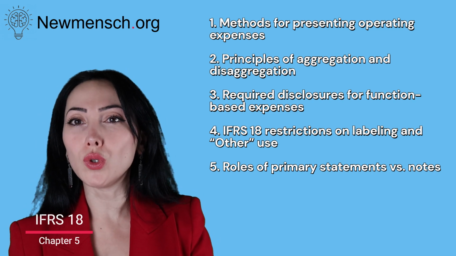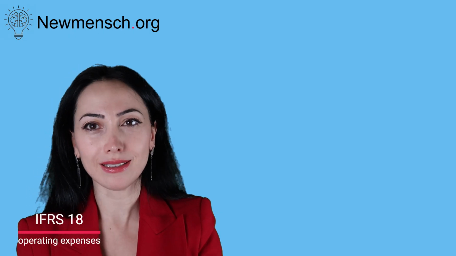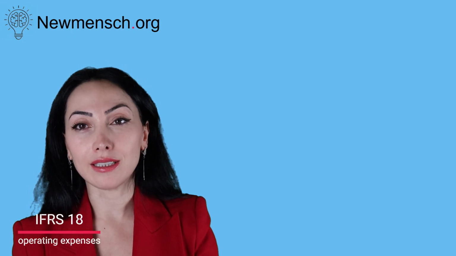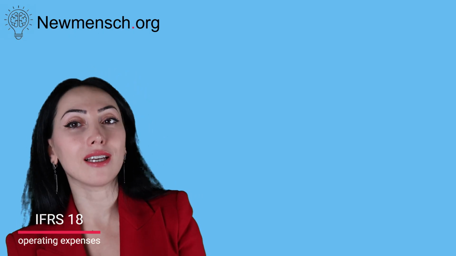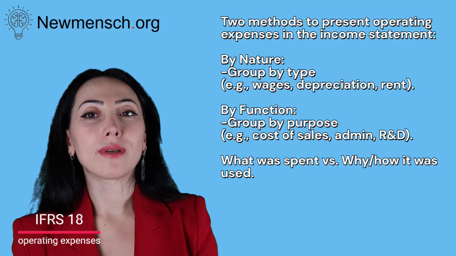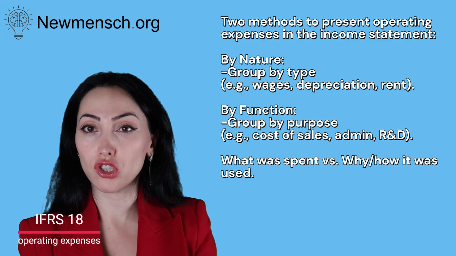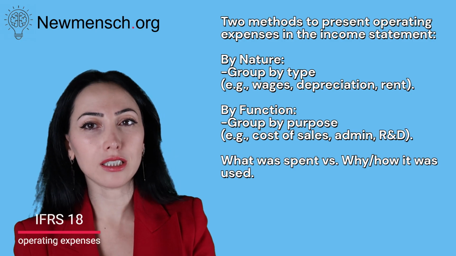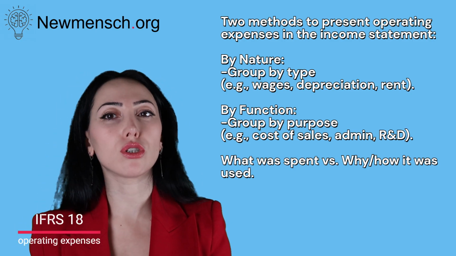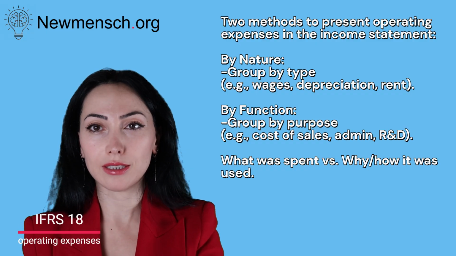Let's quickly move to our first objective and see what these 2 methods of presenting operating expenses in the income statement are. We have 2 methods, and this is not new: presenting operating expenses by nature and by function. There is a third method also, the mixed approach. I will talk about that a bit later. Let's now concentrate on these 2 methods.